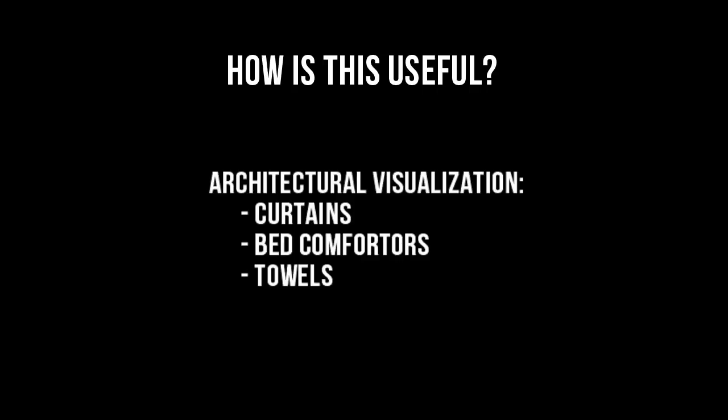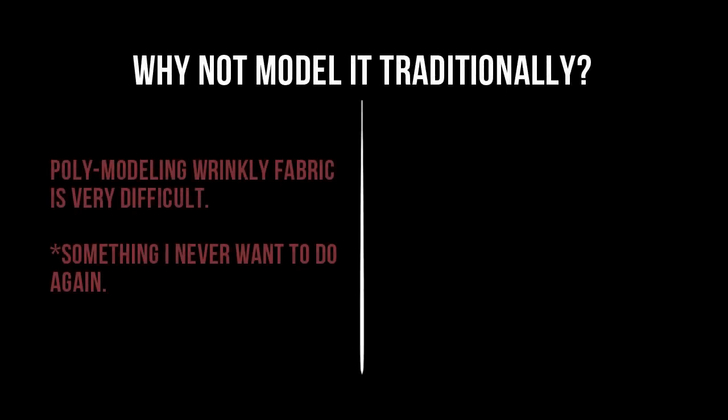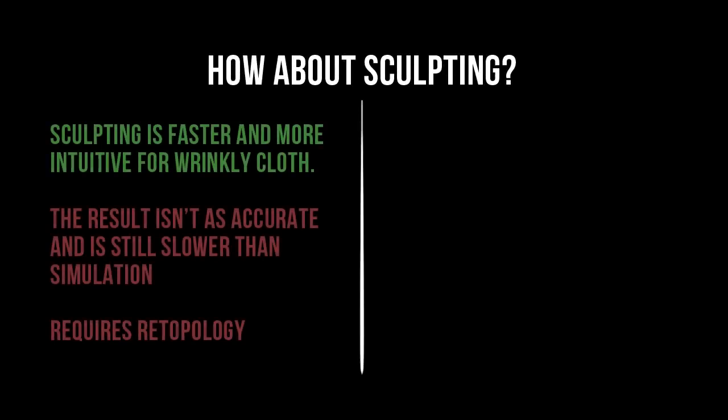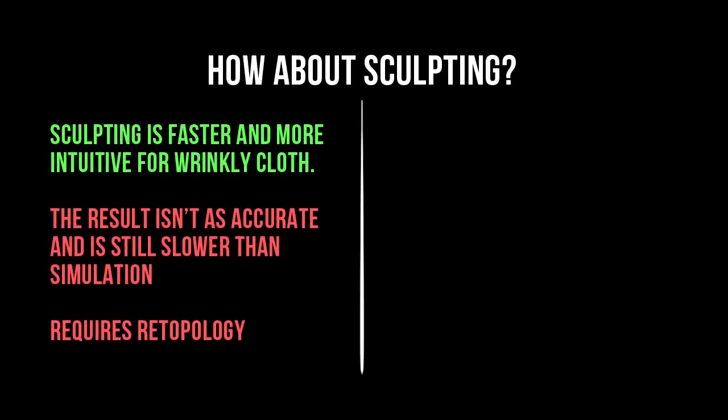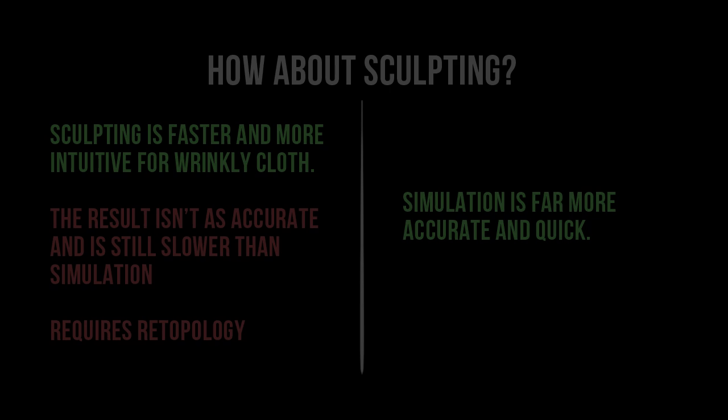The cloth dynamics native to Blender are very useful for this type of thing. You see it a lot in architectural visualizations for curtains, bed comforters, towels, all the common fabrics you might see in an interior. So why use simulation and not simply model it? Well, if you've ever modeled fabric, you know that there's nothing simple about it. It's very time consuming and difficult to get a believable look. As an artist, I usually like to spearhead any modeling task with sculpting, which can be fun when it comes to fabric, but for things like curtains and towels, simulation is a much faster way to achieve a believable result.